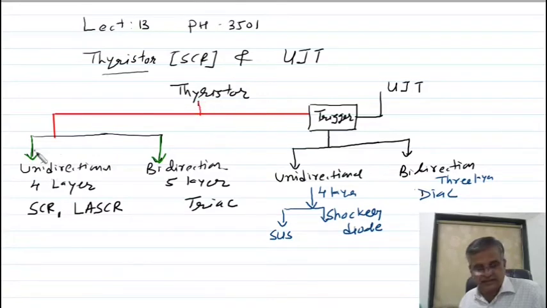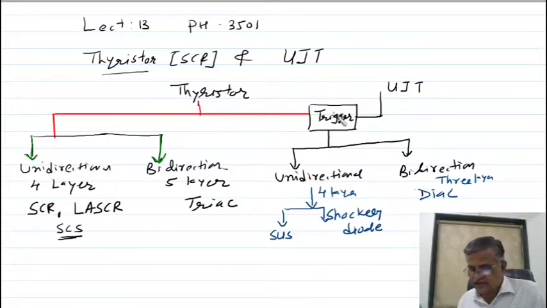In thyristor, I have shown here the unidirectional thyristor. It has 4 semiconductor layers: silicon controlled rectifier, light activated silicon controlled rectifier, and if you want, you can also write silicon controlled switch. In a bidirectional, it has 5 layers. It's a triac. This is coming in power electronics that you will study.